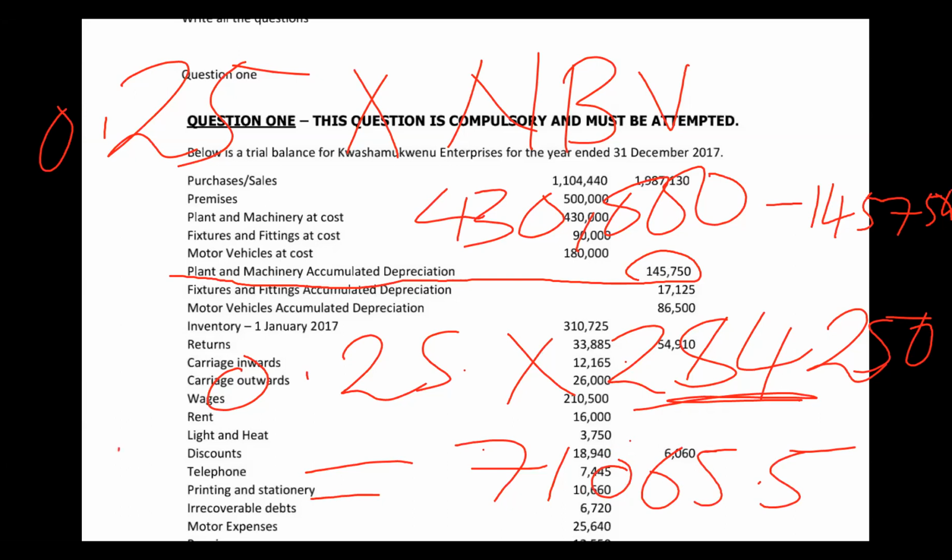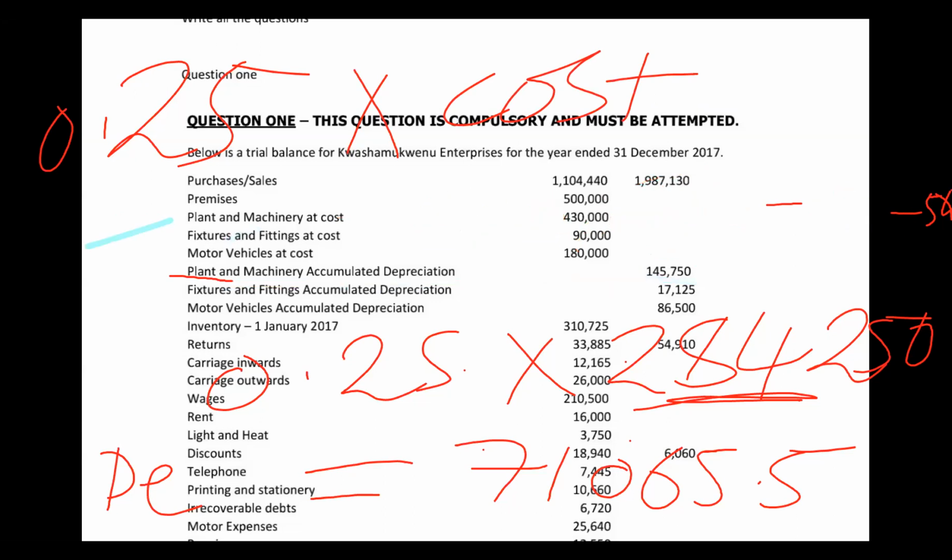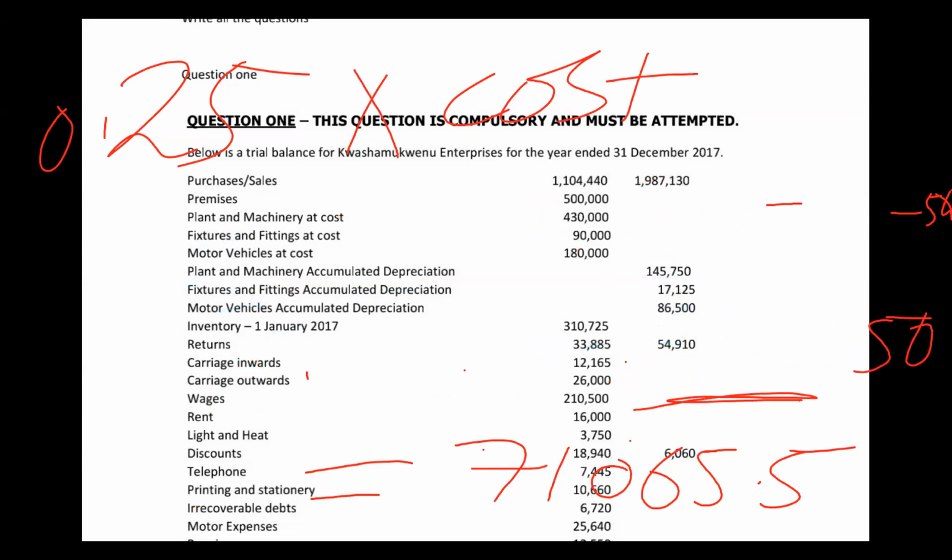So this is the depreciation on plant and machinery using reducing balance. If you are using the straight line method, calculating at cost, you could have just multiplied this 25% times this 430, which is the cost, and it would have been very straightforward. What does it give us on a straight line method? We just want to compare. What is 25% of 430? 107,500.